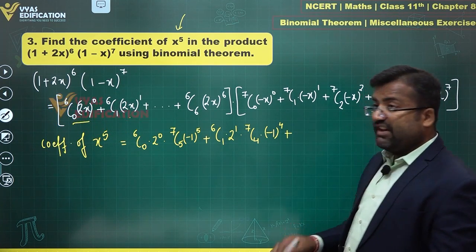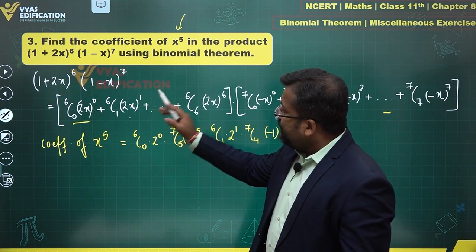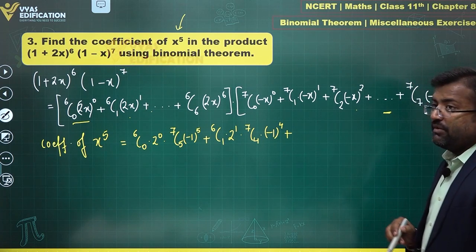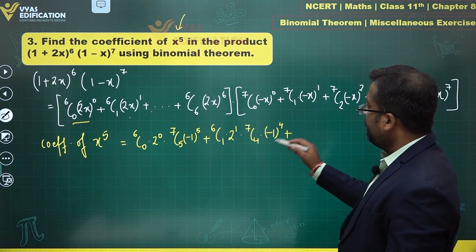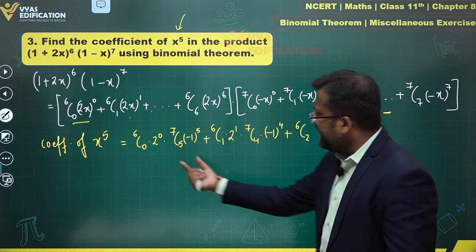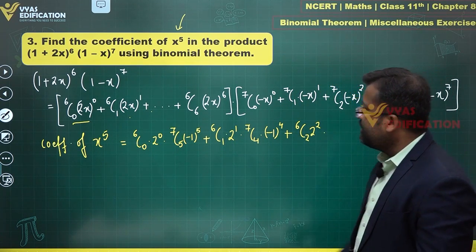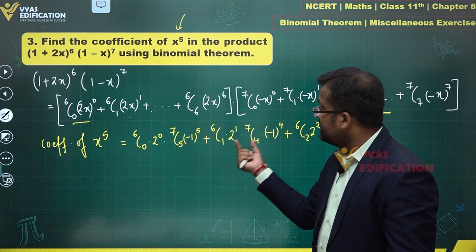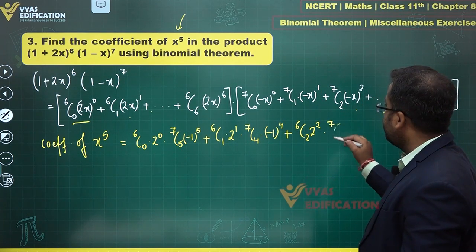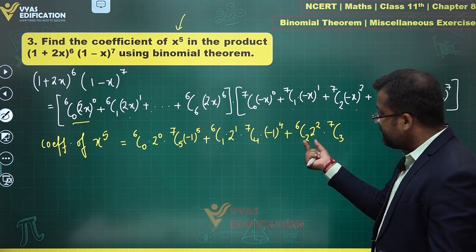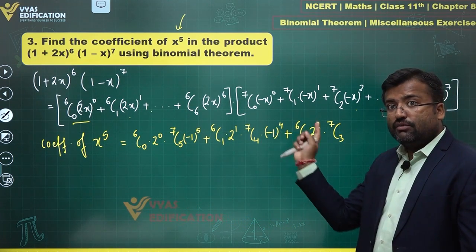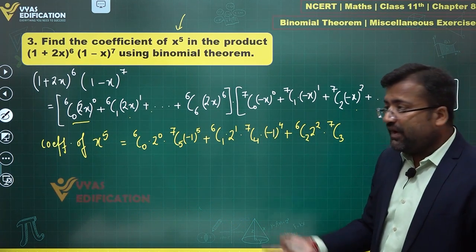What next? You'll have another term. X power 2 from here and x power 3 from here will get multiplied. X power 2 from there will be 6c2. You get the idea. 6c0 2 power 0, 6c1 2 power 1, 6c2 2 power 2 get multiplied with 7c5, 7c4, and here you will have 7c3, right? This is the x power 2 term, this is the x power 3 term. In the two brackets, they will get multiplied and give us x power 5, yes.